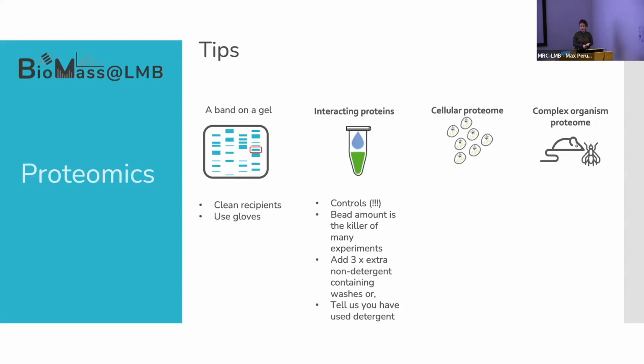So if you can, add 3 more washes without detergent, everything the same. But if you cannot, and this is very common, I'm working with membrane proteins, I really don't want to remove detergent, otherwise everything will crash. That's fine, as long as you tell us detergent, because we can clean for it. If we don't know it's there, we won't clean for it, and you won't see anything because there will be detergent there. And it's quite difficult to remove. But if we know, that's fine. We'll clean for it.